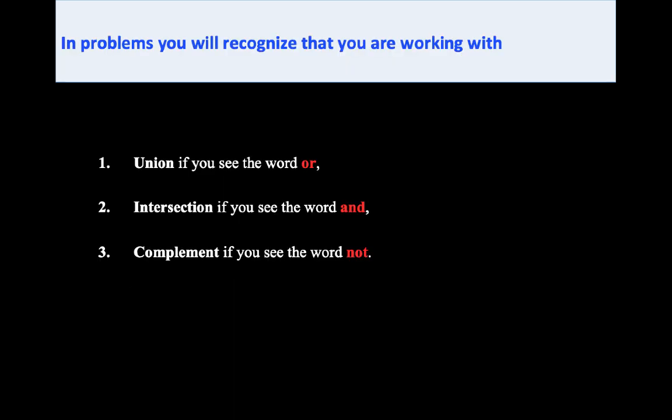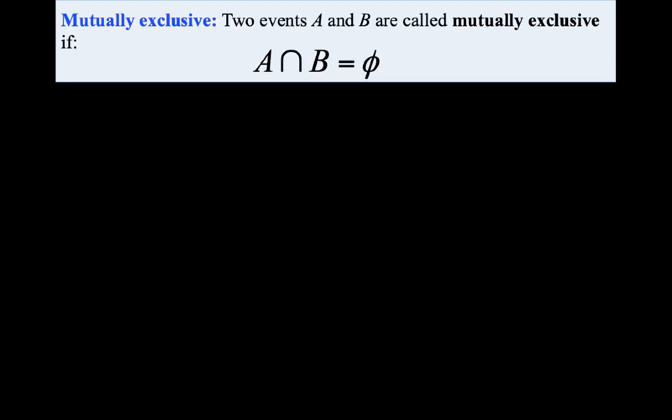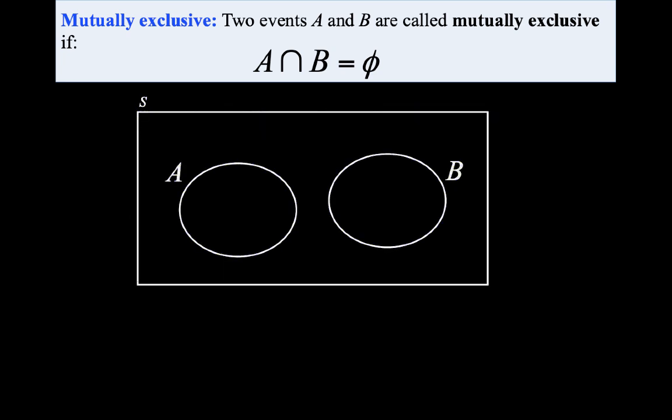In problems, you will recognize that you are working with union if you see the word or, intersection if you see the word and, complement if you see the word not. Then mutually exclusive. Two events A and B are called mutually exclusive if the intersection of A and B is empty. So how do we show this using a Venn diagram? You see we don't have a common element or common region of A and B.